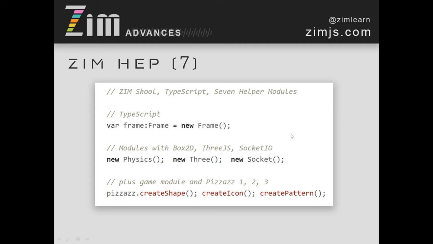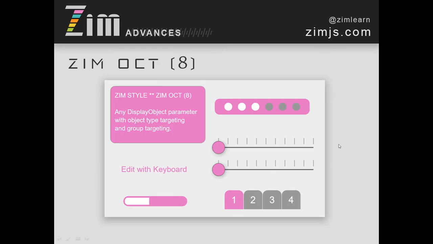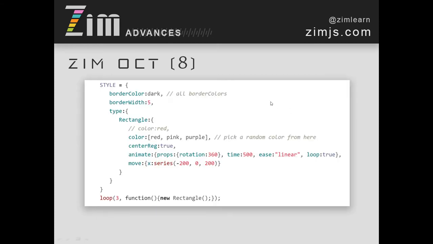7 helper modules in ZIM HEP. ZIM OCT, ZIM 8, we introduced styles to the canvas. Here's what that looks like. Style is equal to a border colon dark, a border width 5, and then types. If we have a rectangle, these are the styles that will apply to all rectangles made.